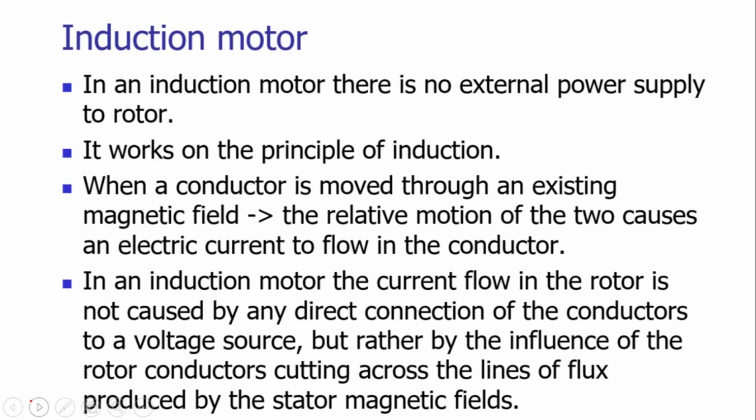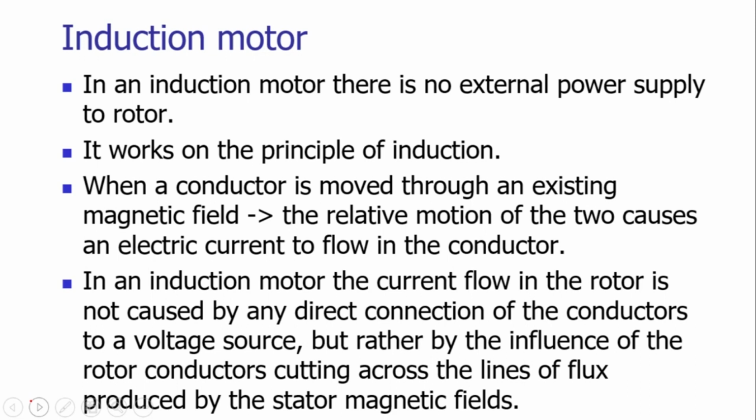When a conductor is moved through an existing magnetic field, there would be a relative motion of the two. So if you take a conductor in a magnetic field, there would be relative motion of the conductor with respect to the magnetic field. That causes an electric current to flow in the conductor itself.